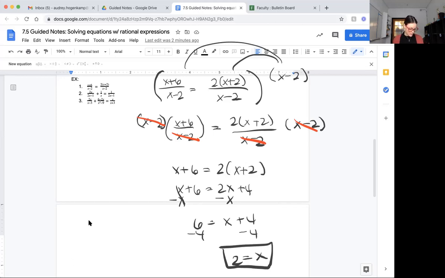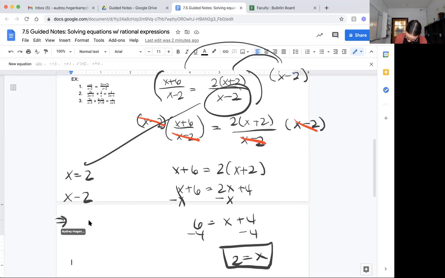However, when we plug in 2 to our denominator, x equals 2, x minus 2 becomes 2 minus 2. So the solution we got makes our denominator equal to 0. So is x equal to 2 a solution to this problem? Hopefully you said no, because the answer is no. And this problem would have no solution.